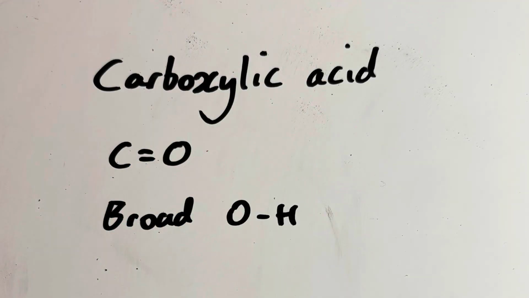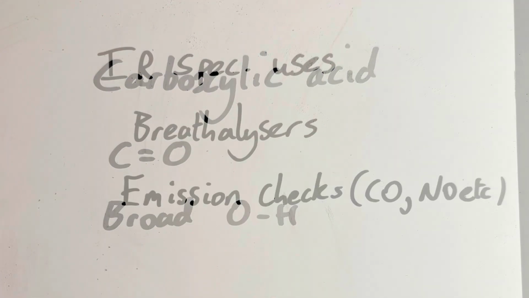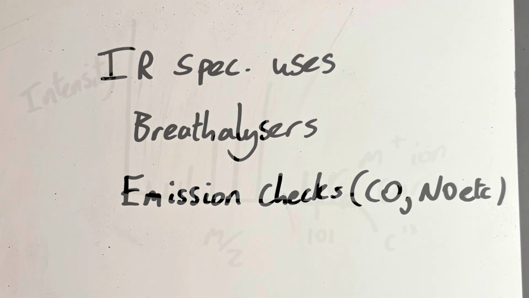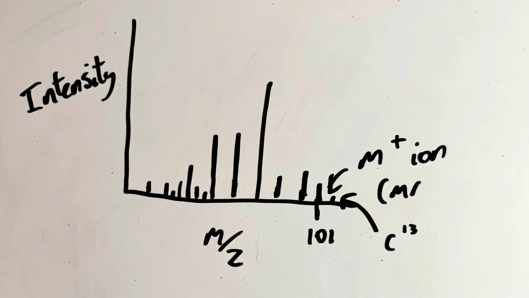Carboxylic acids obviously contain a hydroxyl group and a carbonyl group, but it's important to know that it will have both, and it will have a broad OH peak rather than just an OH peak. Now, it also mentions there are many other uses for infrared spectroscopy, including breathalyzers and emission checks on cars and factories and things. You've also got to learn about mass spectroscopy.